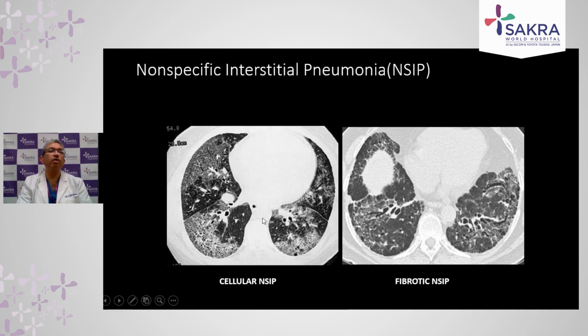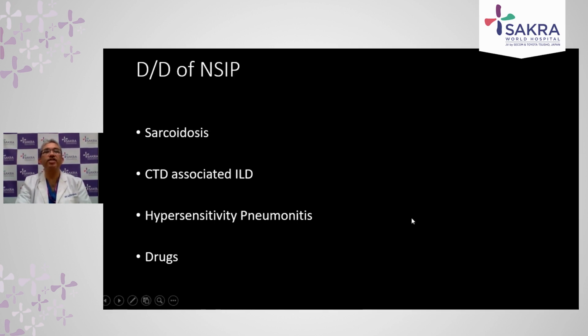On the left hand side is cellular type of NSIP, which shows ground glass opacities, and on the right hand side you can see the fibrotic type of NSIP, where there is some traction bronchiectasis and presence of a minimal amount of honeycombing. Minimal honeycombing is not that much of an issue. If you have gross amount of honeycombing, that is a feature of UIP. So minimal honeycombing can be seen here, and this is fibrotic, this is cellular. The left hand side is cellular, earlier stage.